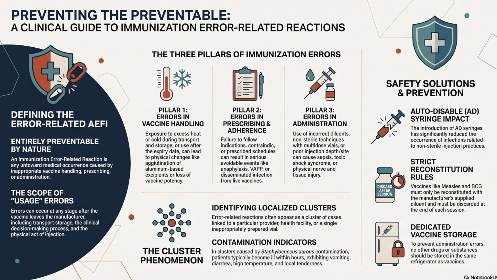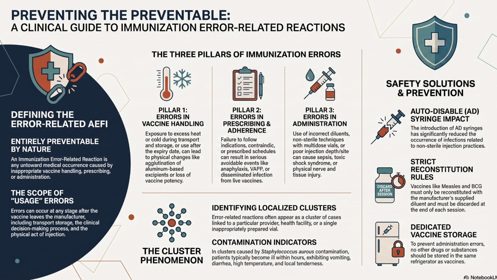Finally, we have coincidental events. These illnesses occur after vaccination purely by chance and are unrelated to the vaccine. For example, a child developing malaria or viral fever shortly after immunization may simply have been incubating the infection before vaccination. Preventing immunization errors. Unlike vaccine reactions, immunization errors are preventable.